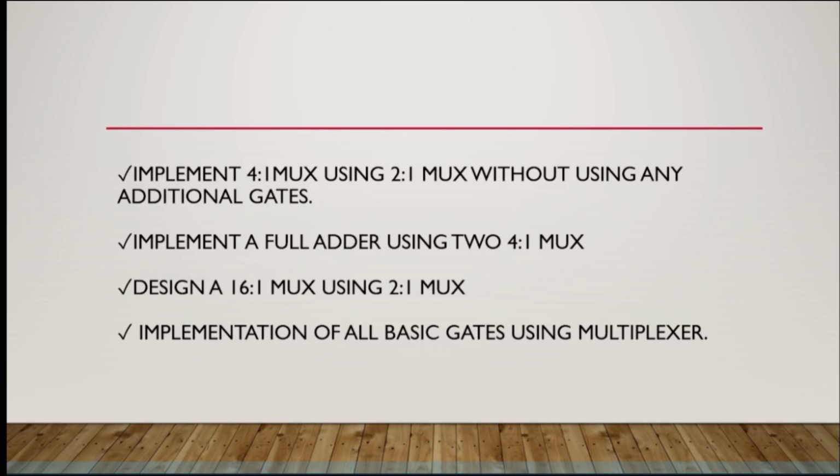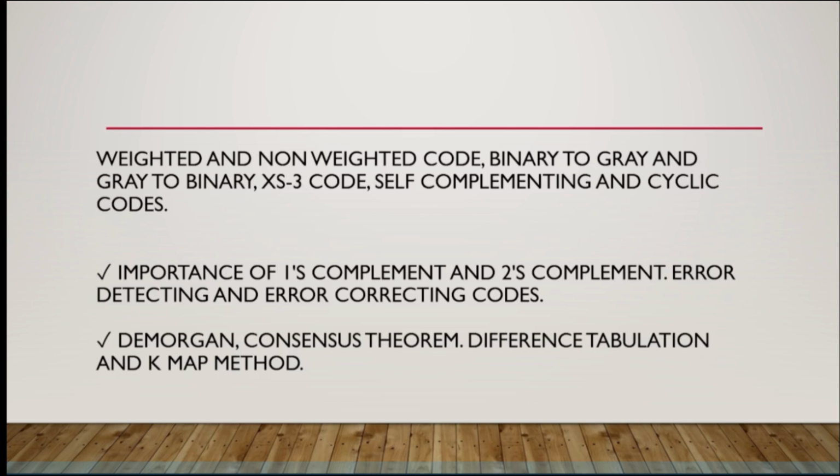These three are considered the basics. First you need to know what weighted and non-weighted codes are, then the conversions of binary to gray and gray to binary, then one's complement and two's complement, and then the K-map reduction. So these are the four basic things that you will be studying in the basic digital electronics concepts.